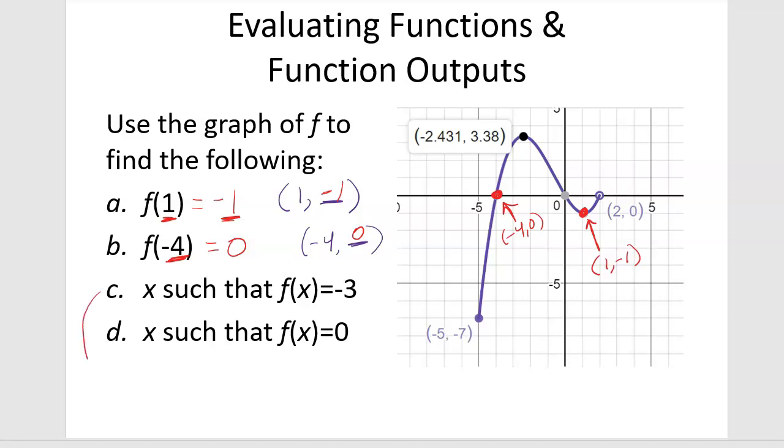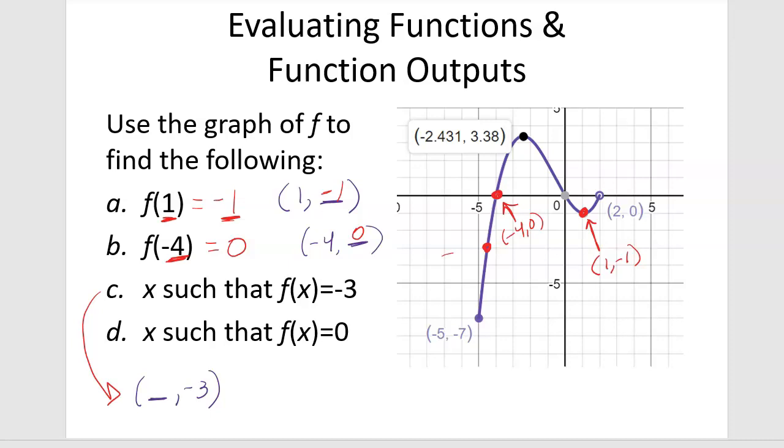So for part C, let's go down here and think about what this means. They're saying, what is the x value when you have an output of negative 3? So you're looking for this input value when you have an output value of negative 3. So go to your graph and think of negative 3 and find that spot on the graph, which is going to be right here.